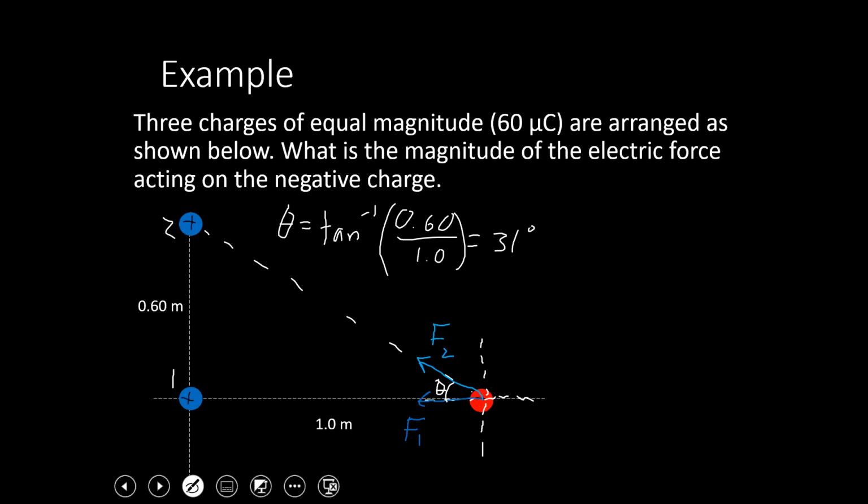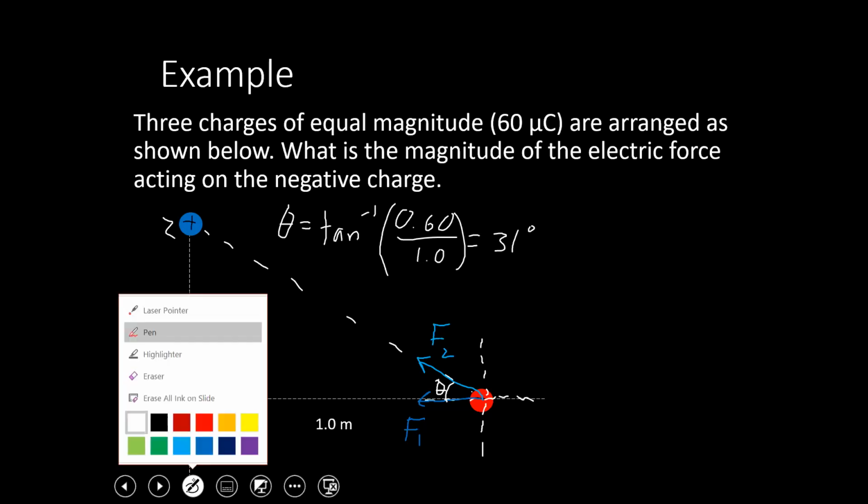So here's F1, F2. We got our angle. Now we want to use this to find our net force. So we have to get a value for the magnitudes. I need to know what F1 is. How much force do I have in F1 alone? How much force do I have with F2? So let me do that off to the side here.